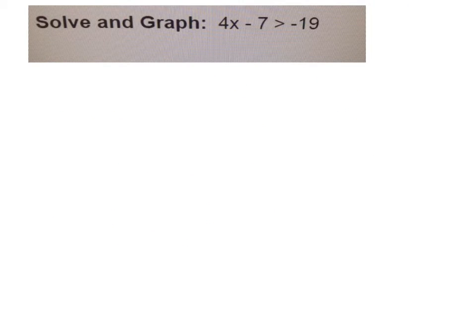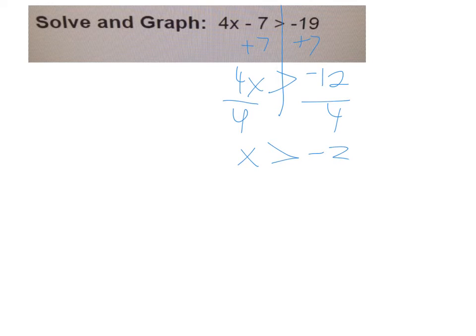Next one. On this one, we're going to solve and graph the inequality. So again, they treat it pretty much the same way. The only thing we have to watch out for is if you multiply or divide by a negative number, you must reverse the sign. So in this case, we're going to add 7 on both sides. We'll get 4x. This is a different sign, so subtract. That's a negative 12. You divide by 4, and you get x to be greater than negative 3. The inequality sign does not change because you divided by a positive 4.